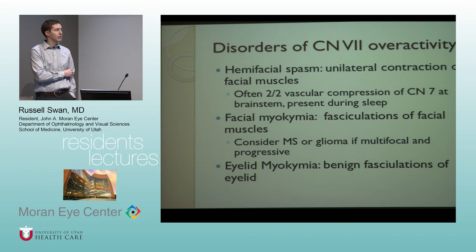And then facial and eyelid myokymia. If you've ever been stressed, you maybe have experienced eyelid myokymia. It's a benign fasciculation or tremor of your orbicularis. Patients will sometimes call in and be super nervous about it. Usually not an issue. Facial myokymia does have more associated syndromes. Particularly if you have a multifocal or progressive facial myokymia, meaning it involves the entire side of the face, you want to be considering MS, or gliomas can cause that as well.